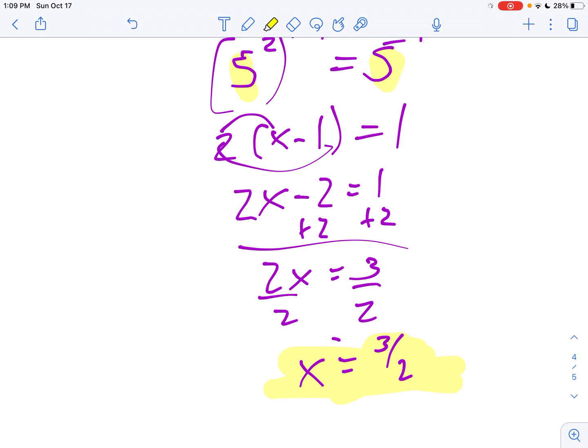I got an error in my mark there. I don't want you to think it's negative, so I'm going to throw that one out. There we go. X equals 3 over 2. And there's your answer.